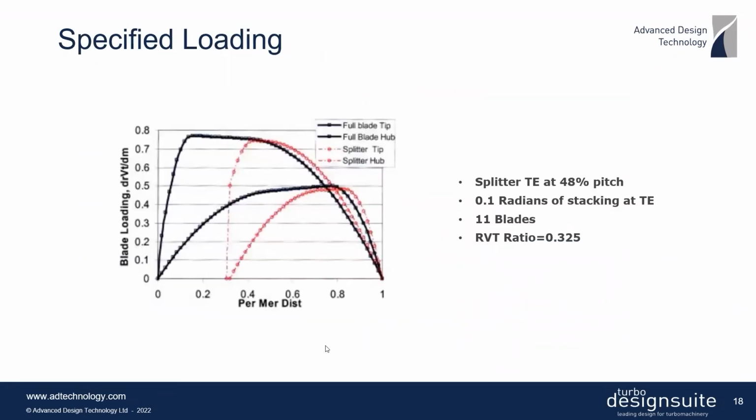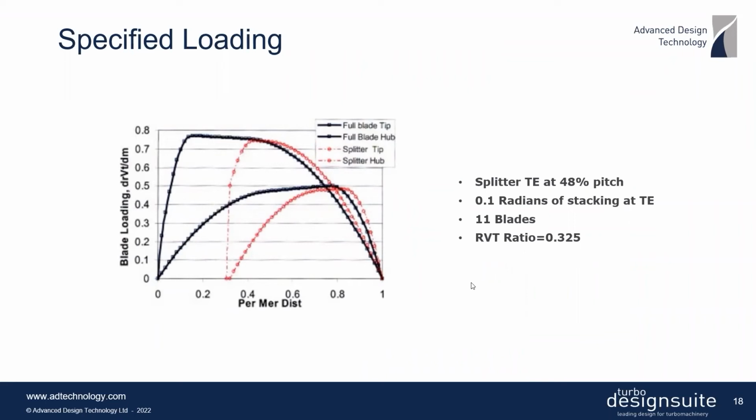And one of the advantages of using inverse design is that when you have a splitter blade, you can actually adjust the loading on the splitter and the full blade independently. And then the program automatically finds the optimum pitch-wise location of the splitter. And this is actually quite an important advantage in the splitter design.